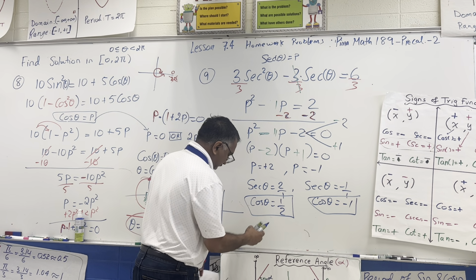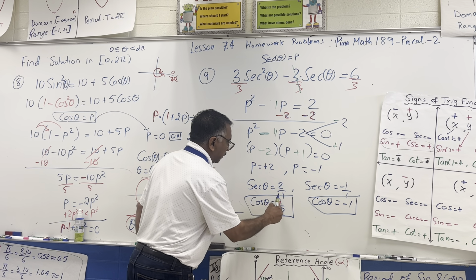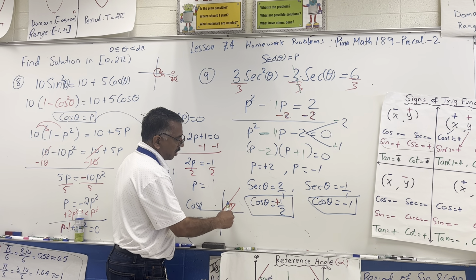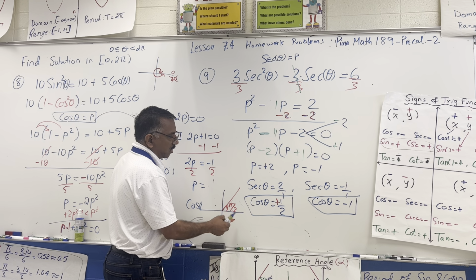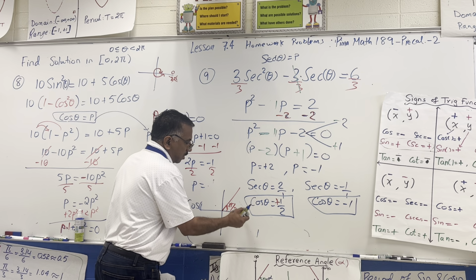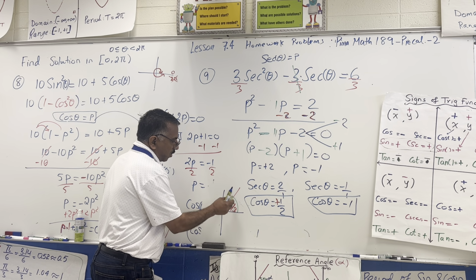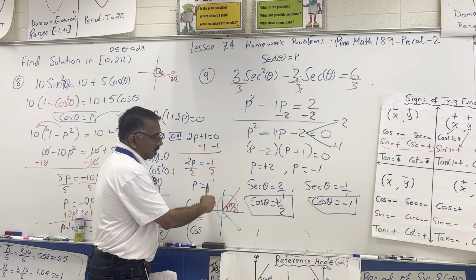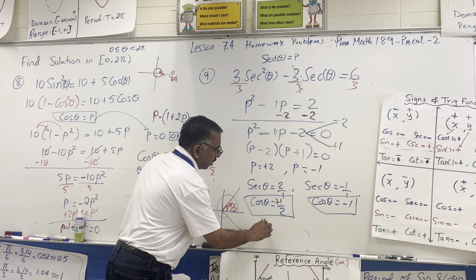Cosine is positive in the first quadrant, that is cosine 60, that is pi by 3, right? So cosine 60, and also in the fourth quadrant. So you go all the way like this. This is also, so one of the answers is pi by 3.